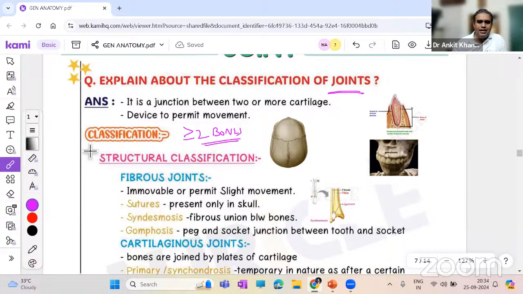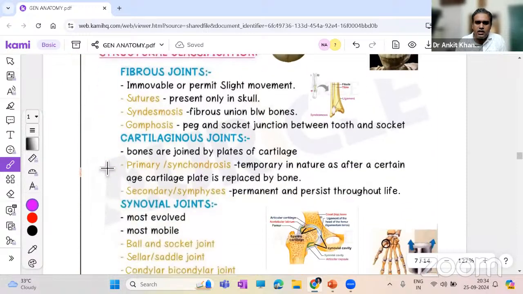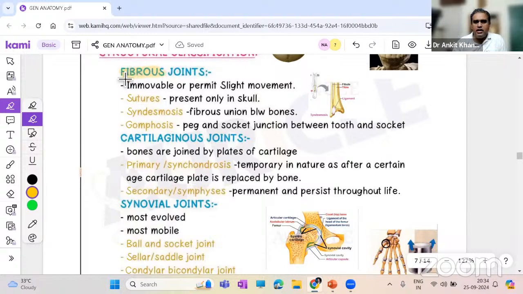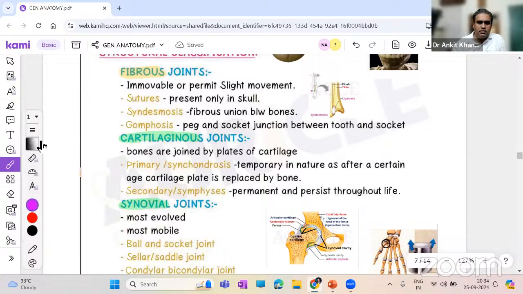There are three types of joints which one should know. What are these three types? They are the ones shown on your screen right now. One is the fibrous variety of joint. One is the cartilaginous variety of joint. And finally, one is the synovial variety of joint. These three main varieties should be at the tip of your tongue when any viva question or theory question comes on the topic of joints.